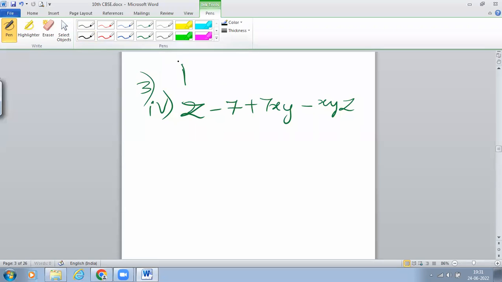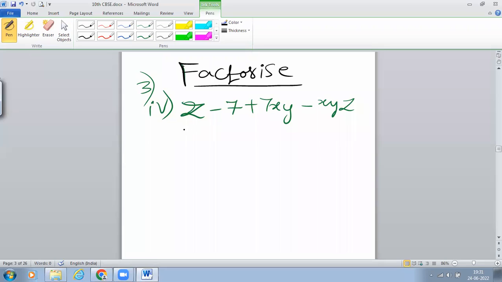Now listen. The question they are asking here is to factorize. I have already told you the meaning of factorize: we have to express that expression as a product of its factors. For example, factorizing a number means writing that number as a product of its factors. For example, 6 can be expressed as 2 into 3, 12 can be expressed as 3 into 4. They are called factorizing.